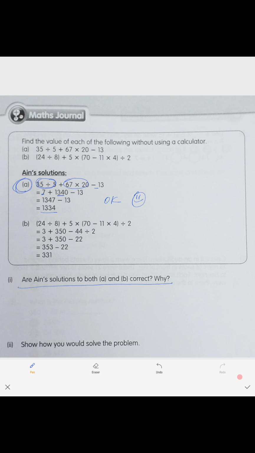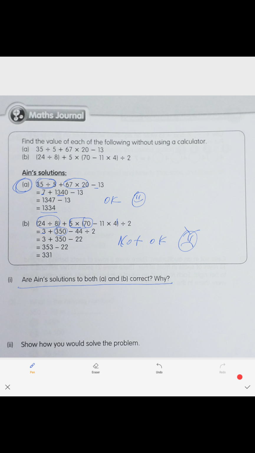What's happening? 24 divided by 8, she got 3. But then suddenly something happens. How did she get this 350? Everything is messed up. She didn't do the calculation in the brackets first, or she worked the problem from left to right. This is not okay.